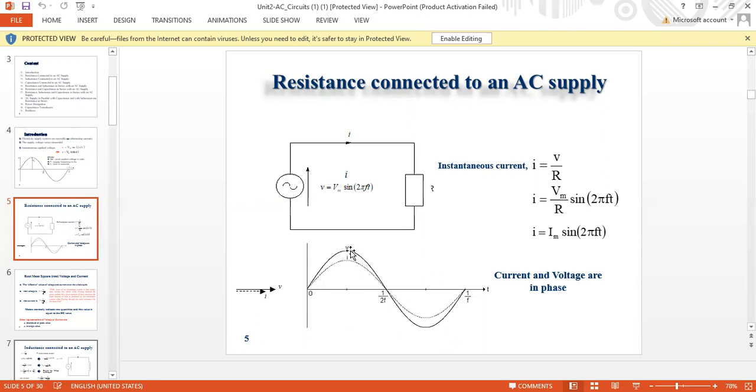Here this is the voltage waveform and this is the current waveform. V is the voltage waveform and I is the current waveform. These are in the same phase. That's why the phase difference is 0.